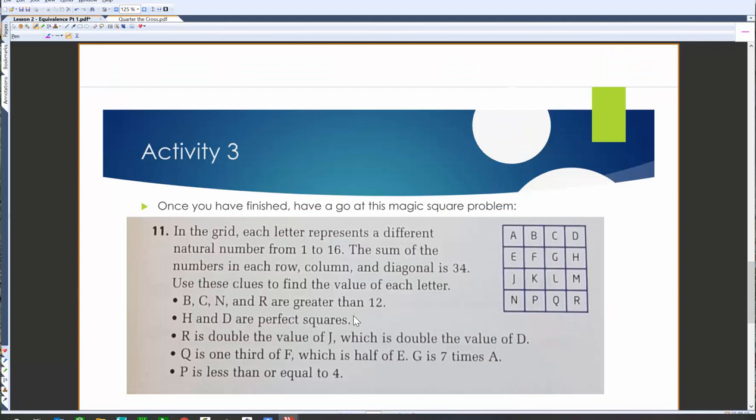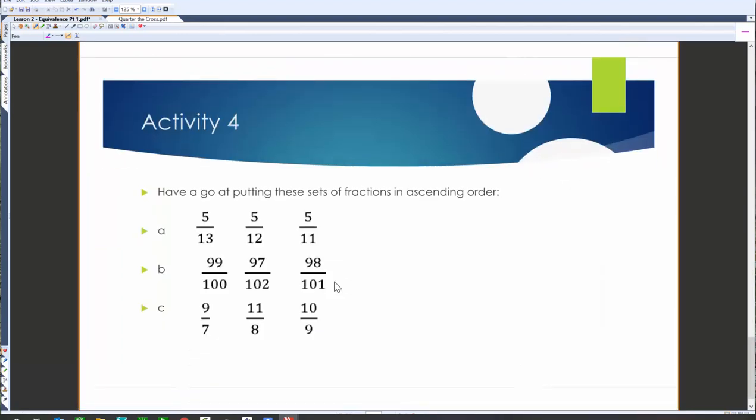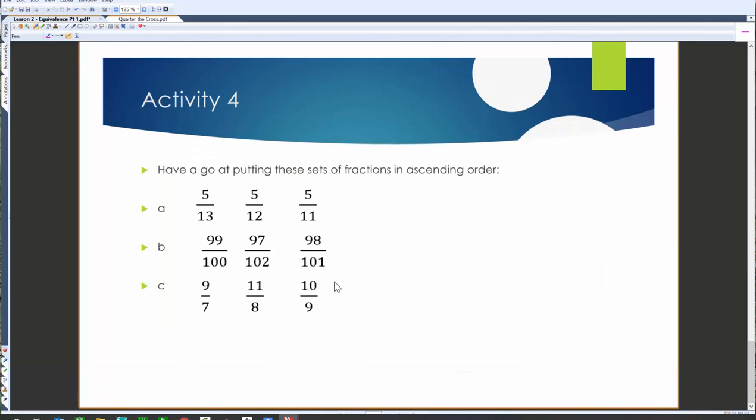Okay, after you've done that, we've got this magic square problem here with a number of clues down here, so you can do that. And activity 4 is about putting these sets of fractions in ascending order, which means smallest to largest.